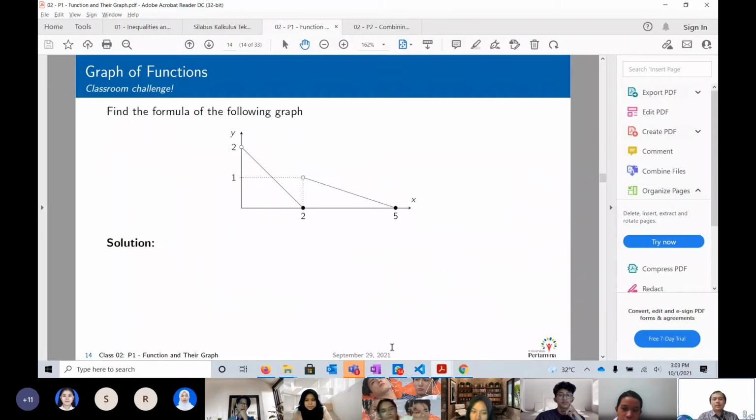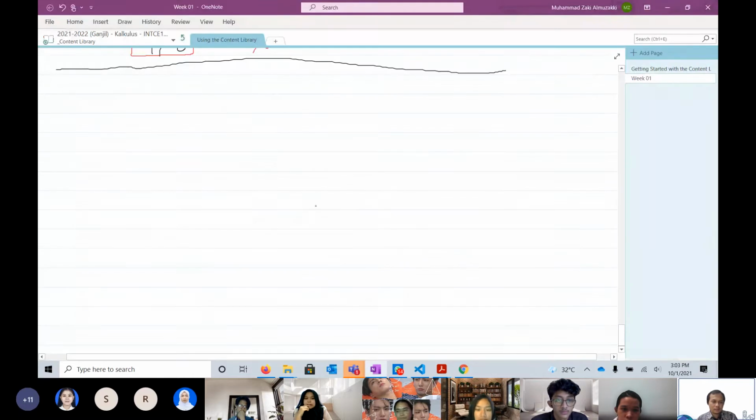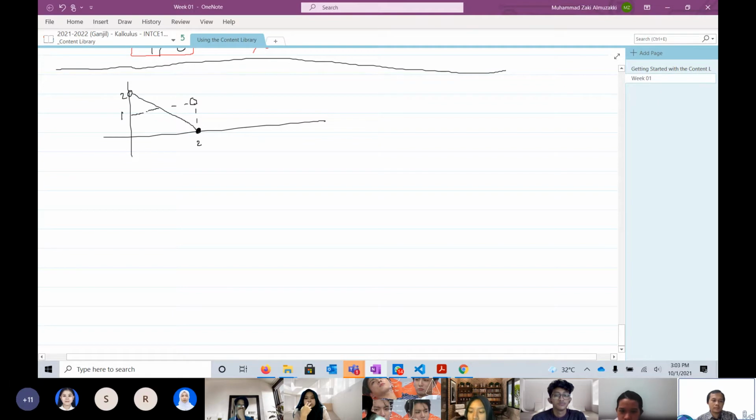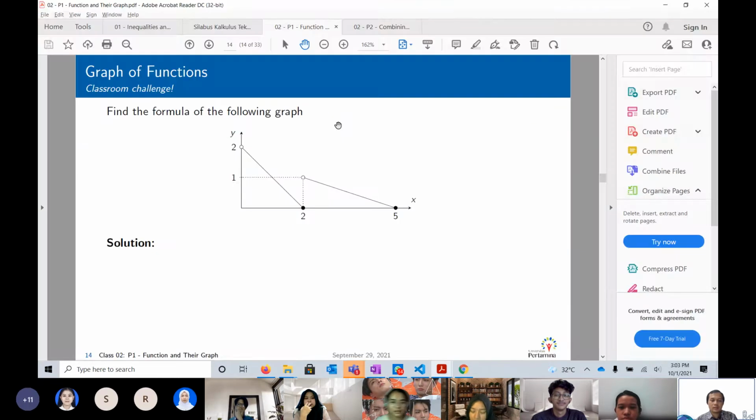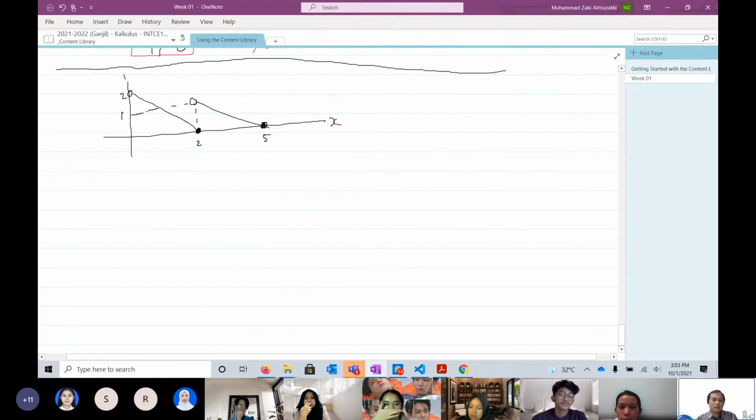Now, a different kind of question. Find the formula of the following graph. For this graph, so we have the graph, this is 2, this is 2, this is 1, this is 5, this is x, this is y.